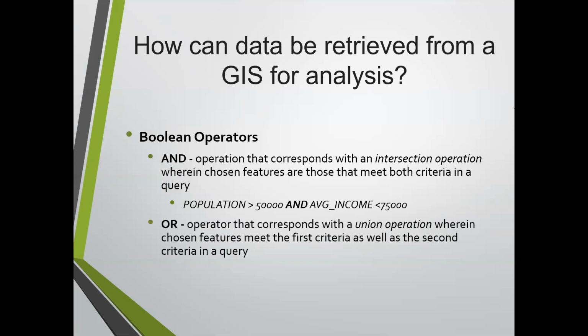The OR operation corresponds with what we call a union, where you're saying I could have either features in A or features in B, and it'll choose A exclusively, it'll choose B exclusively, and it'll choose where A and B are both happening simultaneously. This is very often referred to as a union type operation. So it's saying I'll take values that are 50,000 or greater in population, or the average income is less than 75,000. So you can have either or, and you can have where that occurs together.